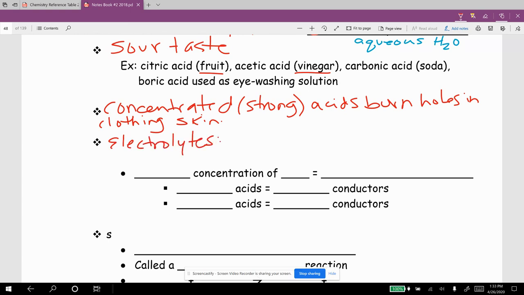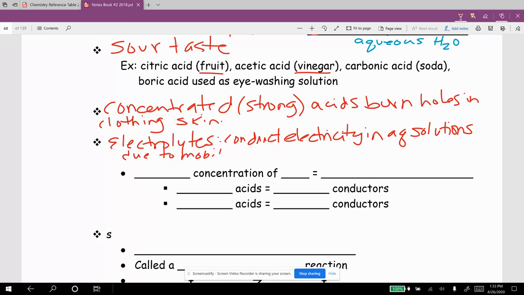Right, so the definition of an electrolyte, again, from our ionic compounds unit: electrolytes conduct electricity in aqueous solutions. The reason why is due to mobile ions. Remember, electricity is a current. Current means movement. They have mobile ions, right? So that is why acids conduct electricity. They have ions that are free to move.